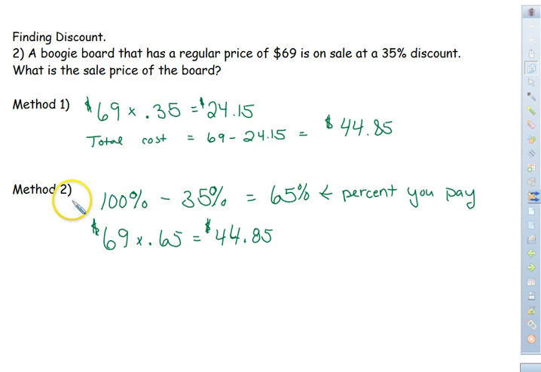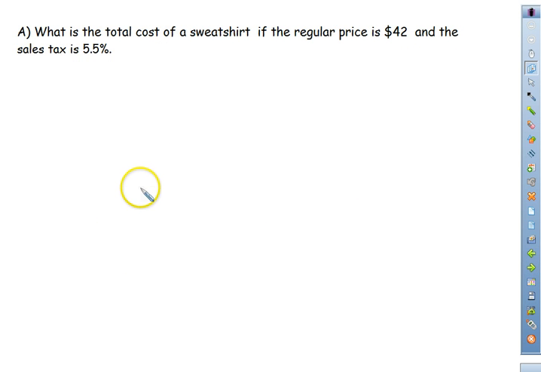$44.85. Method two is the $69 is the 100%, and 35% is what you're subtracting from that 100%. So what you're actually going to pay is only 65% of $69. That's how we get $44.85. So when you're dealing with discounts, you're just subtracting that from the actual 100%. So you're only going to pay the percent that's left over of the $69. So let's try some. Go ahead and hit pause and you can solve this.